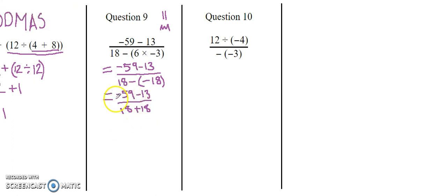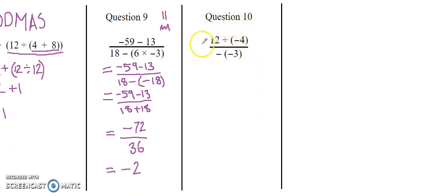Okay, so now we can do our subtraction and our addition. At the top, we've got negative 59 minus 13, so that's going to be negative 60, negative 72. Negative 72 at the top, and at the bottom, 36. What is negative 72 divided by 36? Well, 36 times 2 is 72. So that must mean that when we simplify the fraction, we get an answer of negative 2.